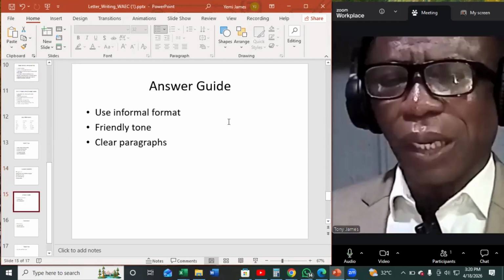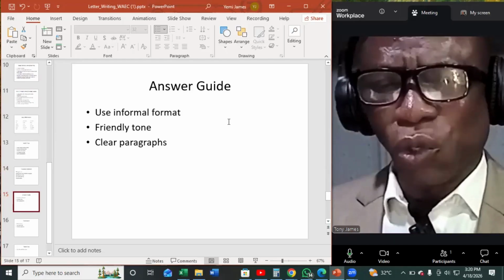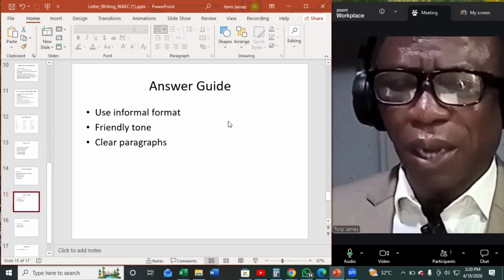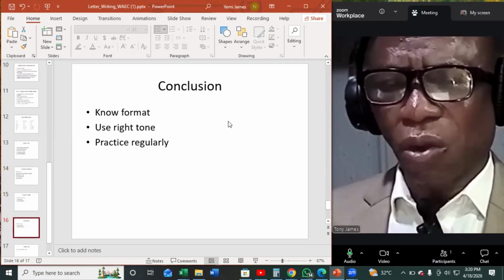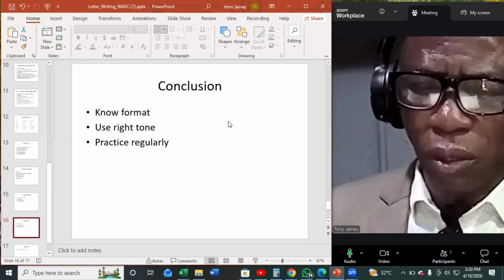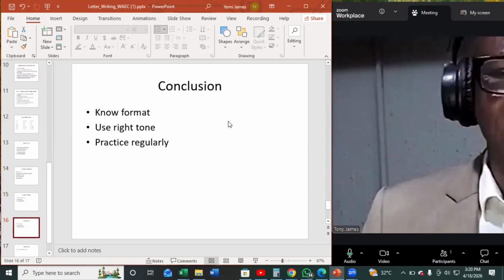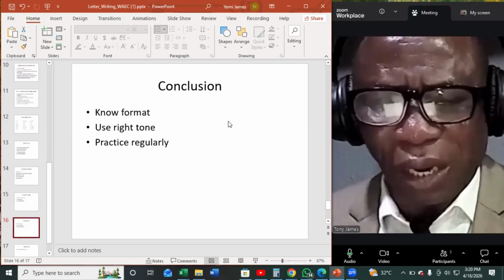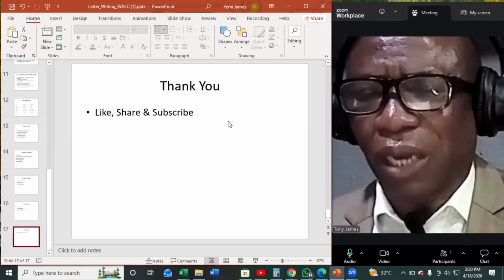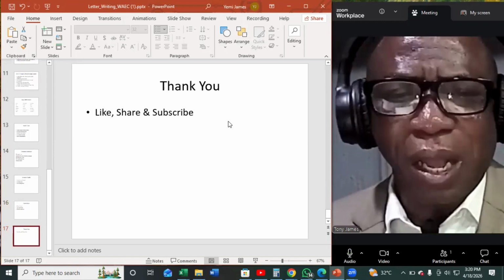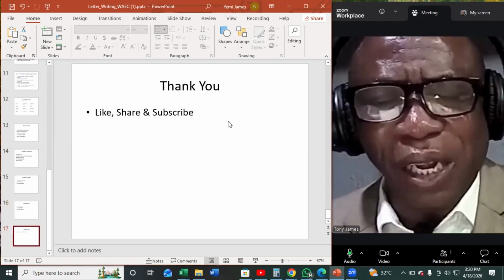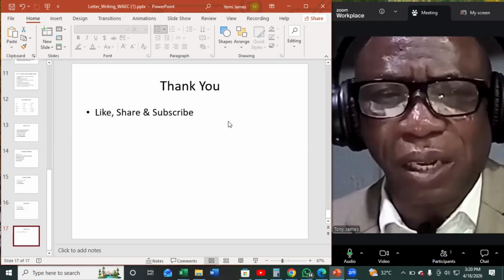Then, as you answer your question, use the right format and let your paragraph be clear. And then your conclusion, use the right tone. And this is very important. This is an important note I have to tell the student. Practice letter writing. I've always said it. I said it in the essay writing, introduction to essay.